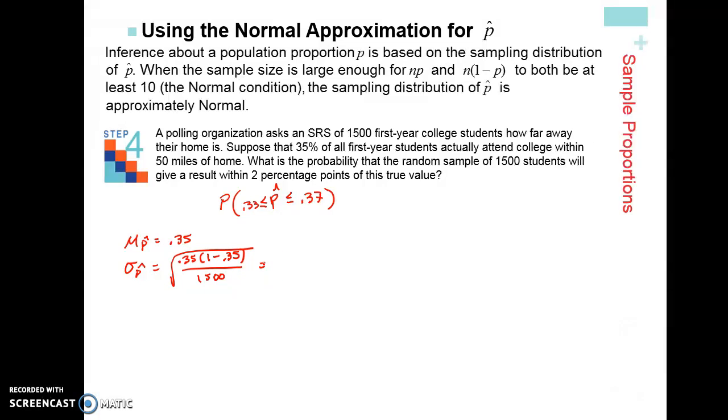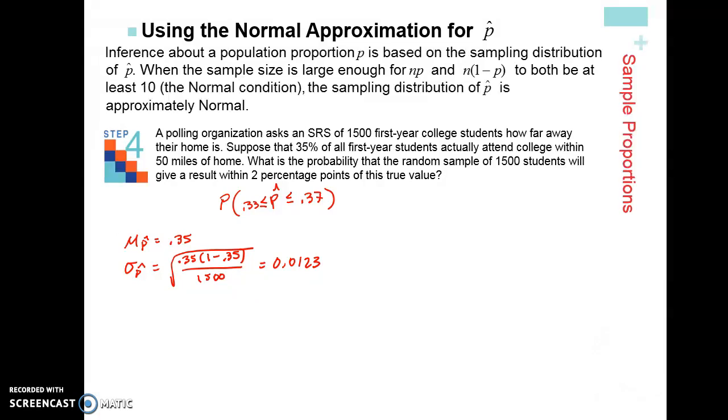Now, if I run the calculations, I'm not going to pull up a calculator, but I have one next to me. And let's see, what do I get? Maybe you guys can beat me to it. But I get 0.0123. Okay, so that's my standard deviation. So about 1%, right? A little bit more than 1%.